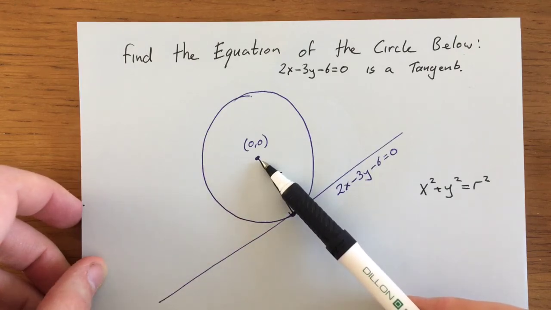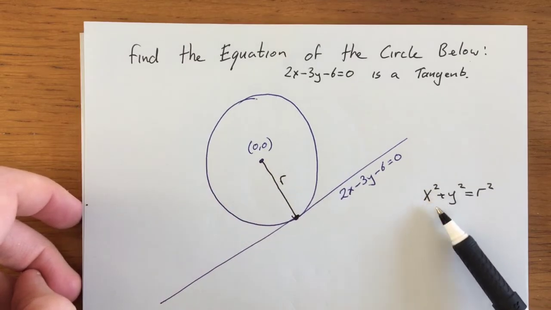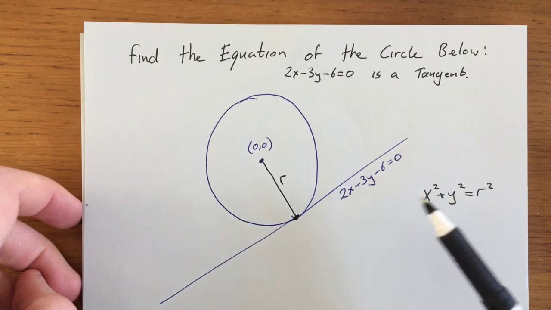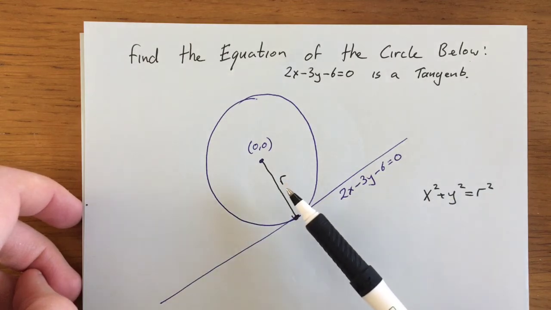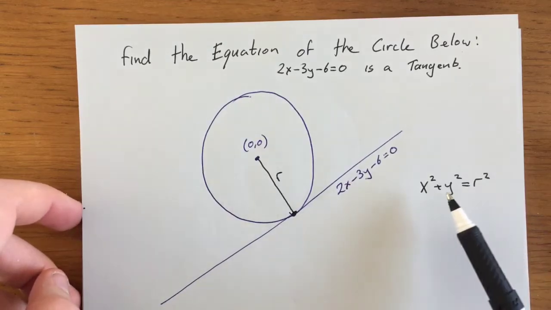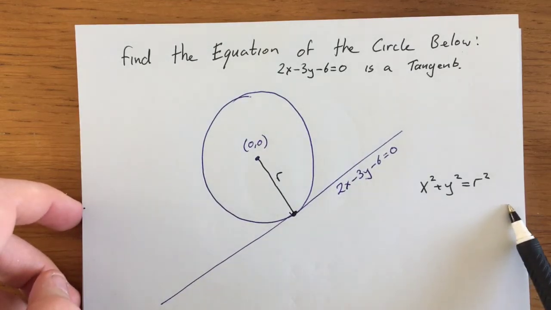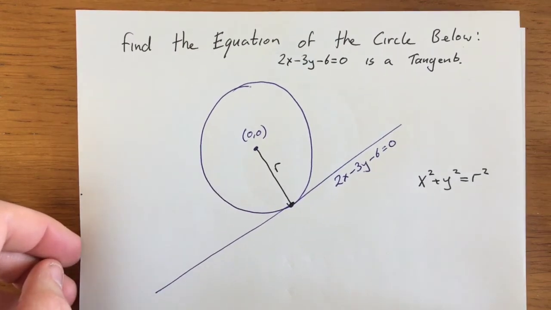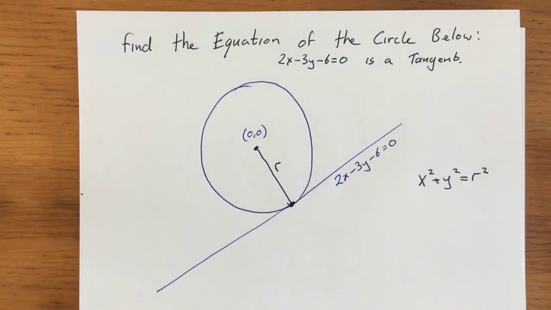Because it has a center of 0, 0, we know that the equation needs to look like this, as we've said before. But the only thing we don't know is the radius. So we need to somehow find the radius of the circle, and then we will be able to fill in our equation here to get the answer. So I'm going to get you to pause the video now, and you can give this a go, and then I will do it in a minute.